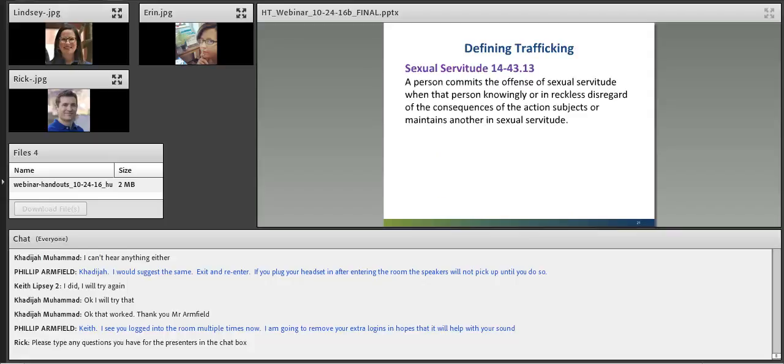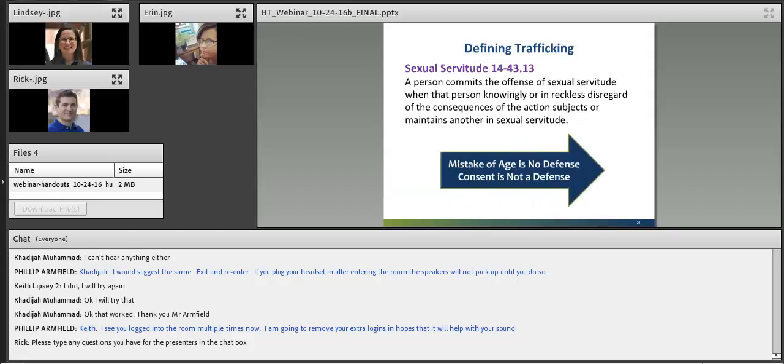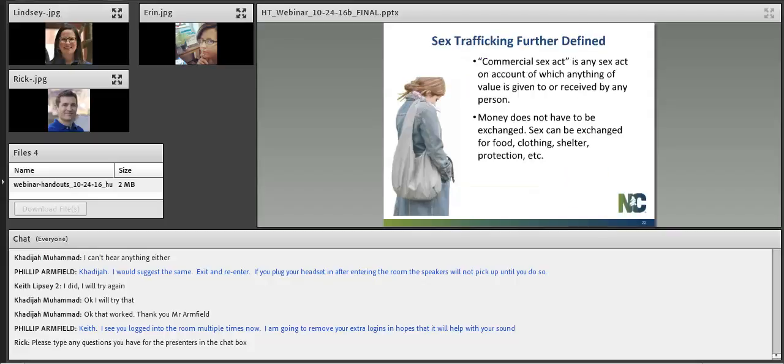Then the last statute is sexual servitude, which is 14-43.13. And this is what we most frequently see manifested as what predominantly might be identified as prostitution, but might actually be sexual servitude or exploitation. And if the victim's under 18, mistake of age is not a defense, consent's not a defense. And as a prosecutor, I don't have to prove the elements of coercion or deception.